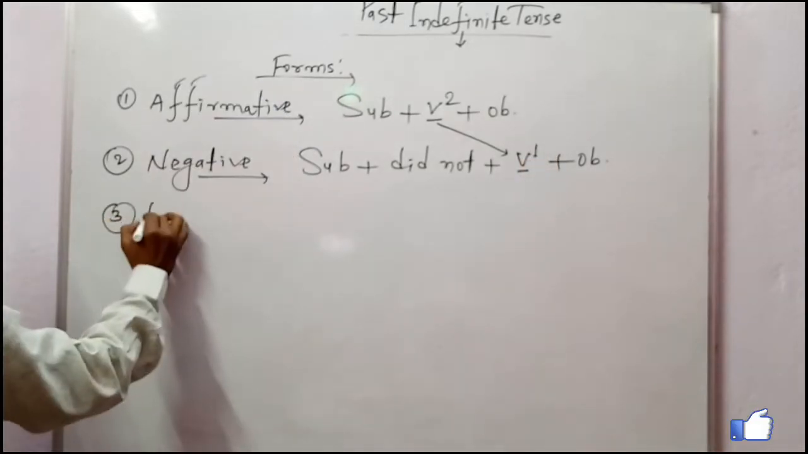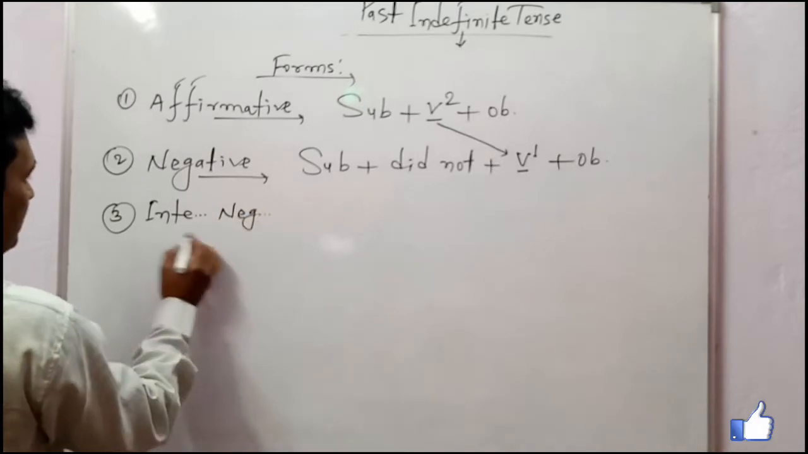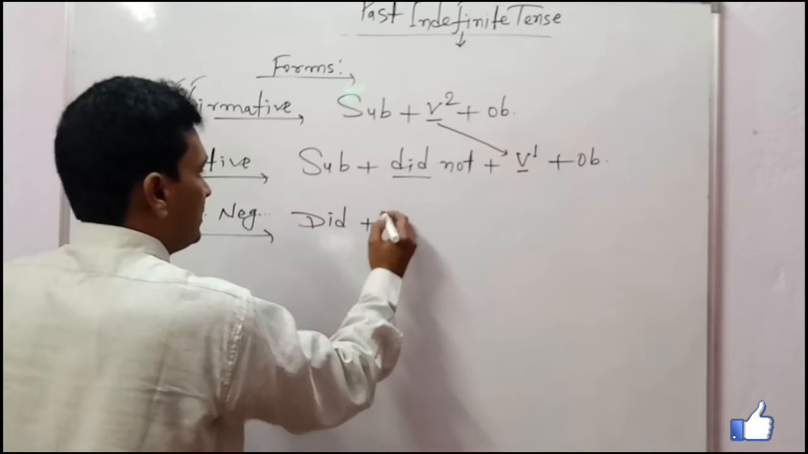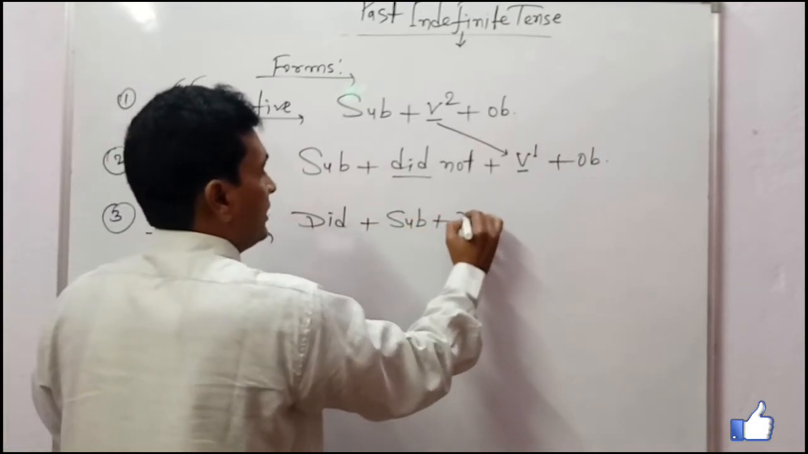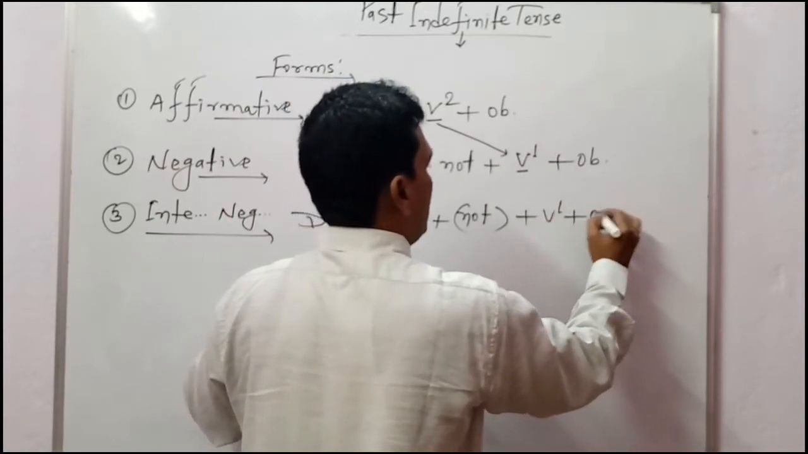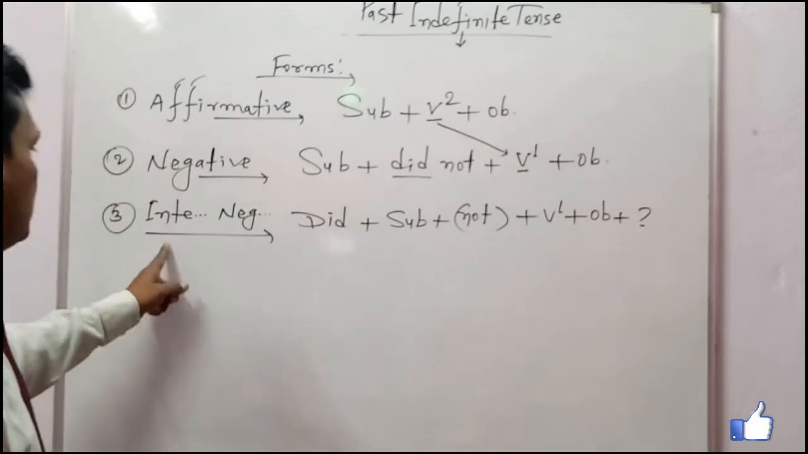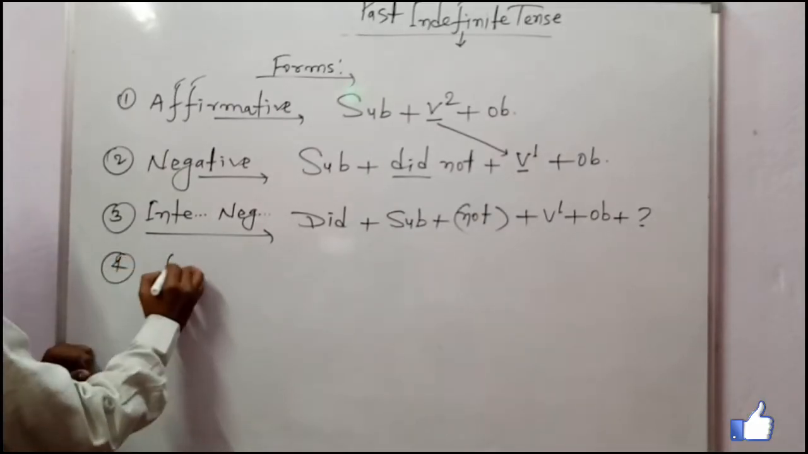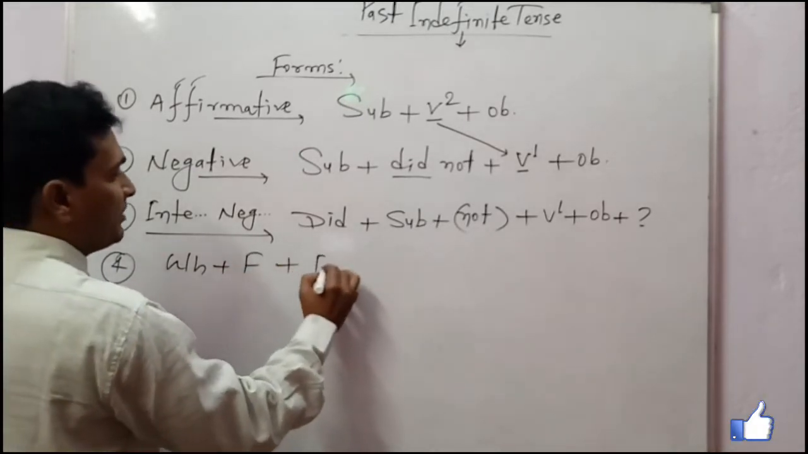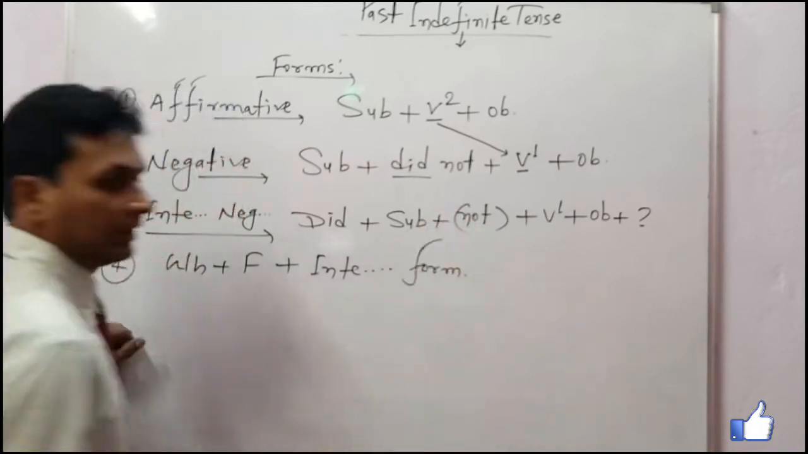The third one is interrogative and negative, right? Did you have to add first and then subject will take its place and then not will be under bracket and then after first form of the verb and then object, right? And at last question mark you have to put, right? The fourth one is what? That is WH family plus same interrogative formula you have to apply, right?